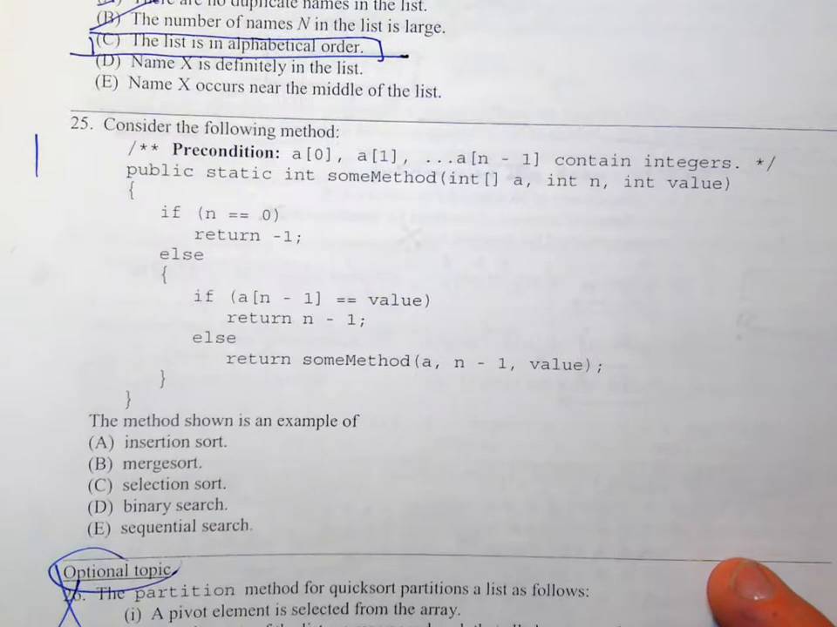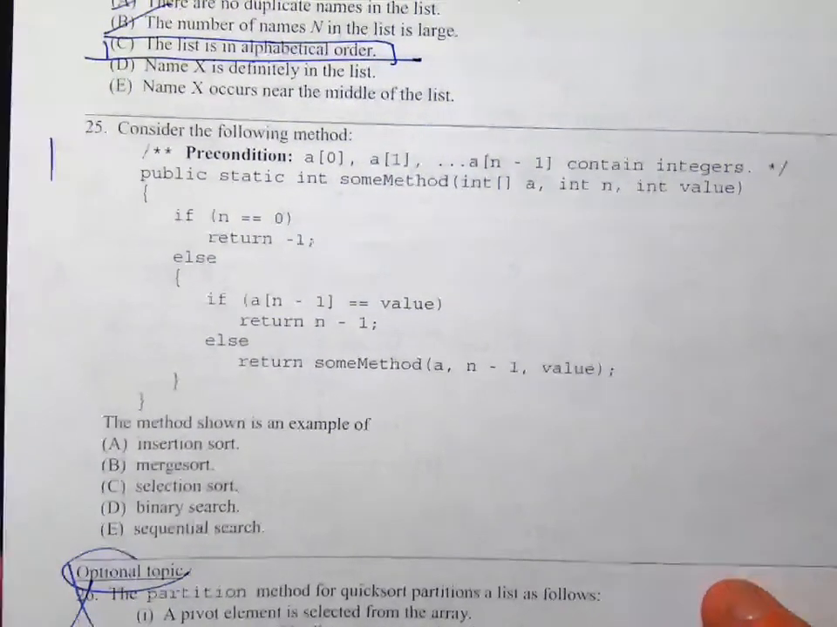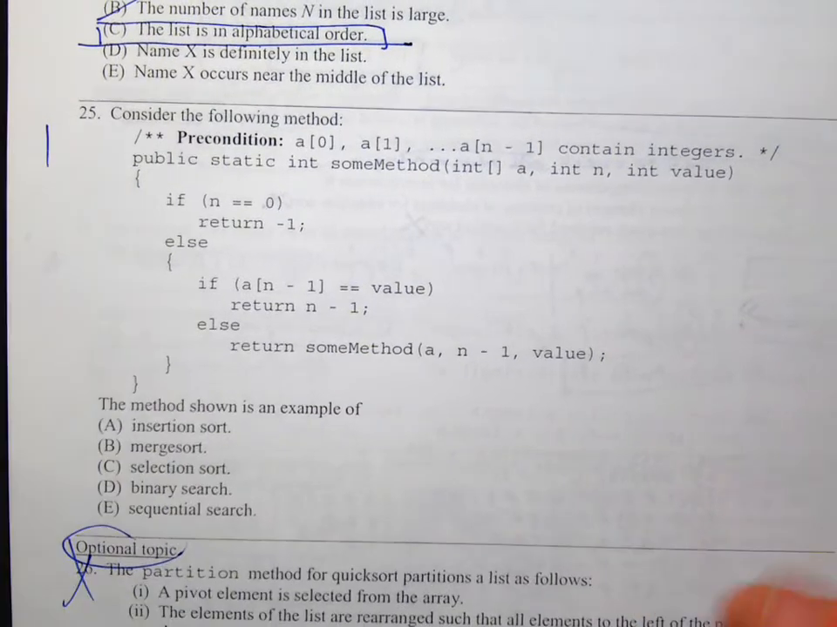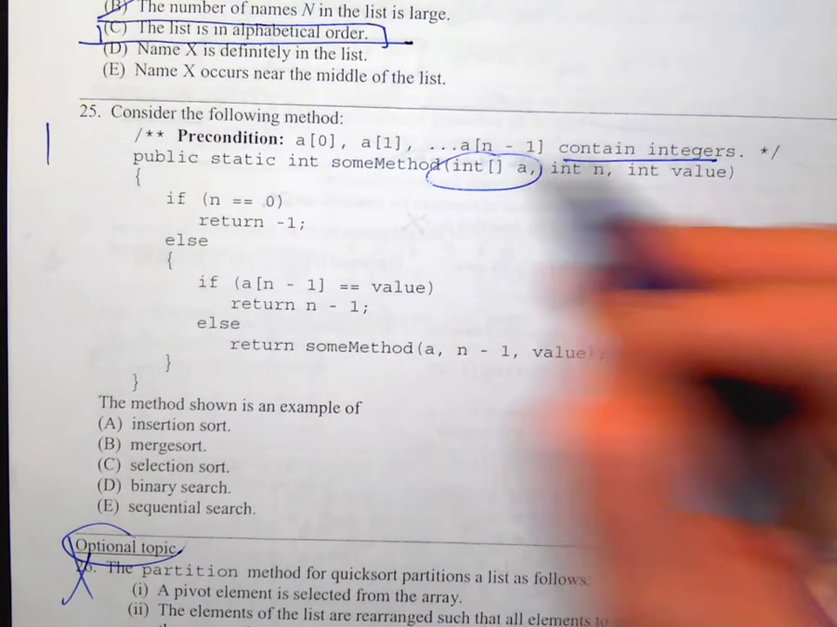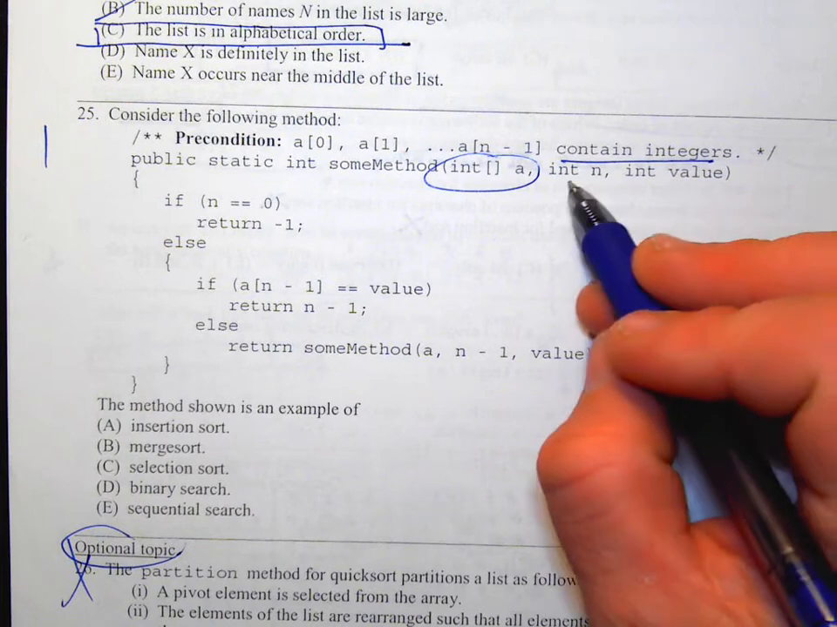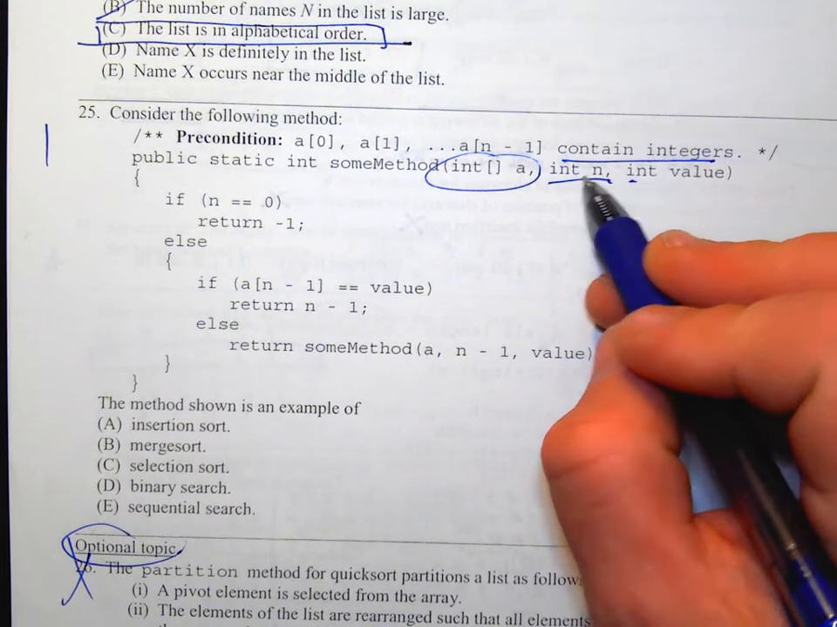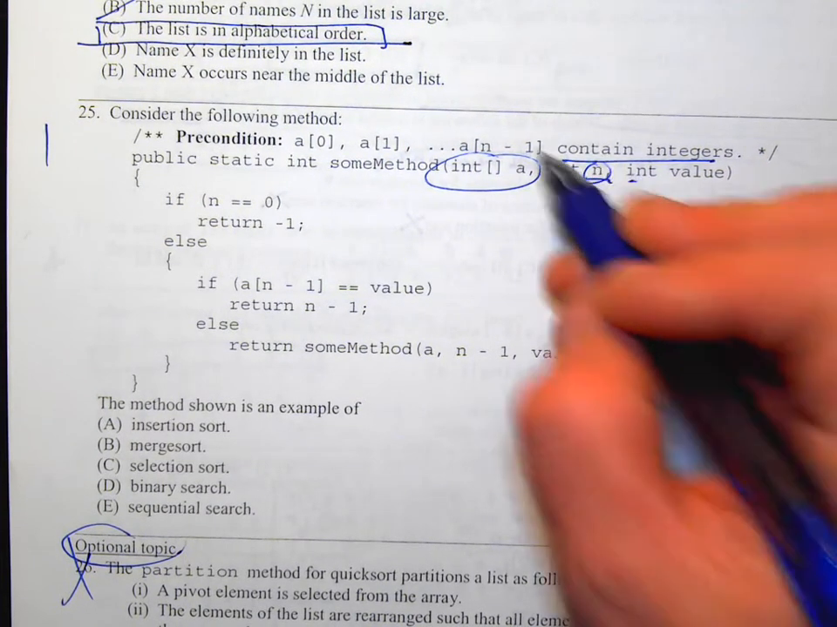25. Consider the following method. Precondition: array contains integers. Some method, you give it the array of integers, you give it an int value, and an int, which is the size of the array.